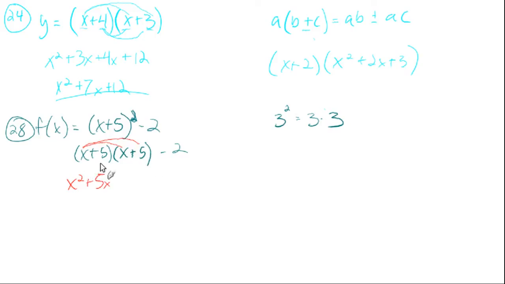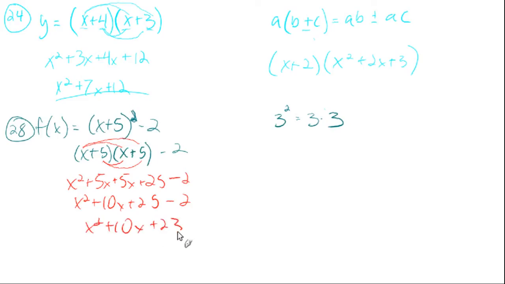Now we'll take 5 and we'll distribute it to x. That'll be 5x. And take 5 and continue to distribute it to the other 5, that's 25. And there's nothing left to distribute 5 to, and there's nothing left over here to distribute, and so everything's done. X squared plus 10x plus 25. So we should still have a minus 2. So x squared plus 10x plus 23. So now we've taken something in vertex form and written it in standard form.